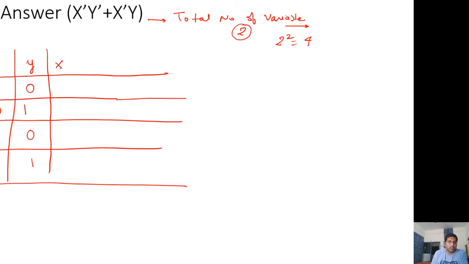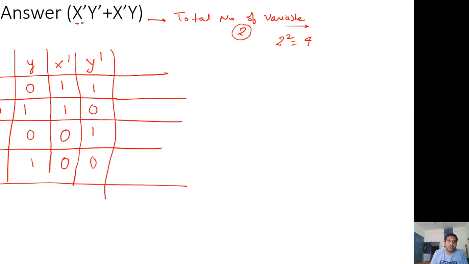Now we have to find out x bar and y bar. X bar is the NOT operator, and y bar is the NOT operator of y. If x is 0, then x bar is 1. If x is 1, then x bar is 0. This is 0, this is 1, this is 0, this is 1, this is 0.